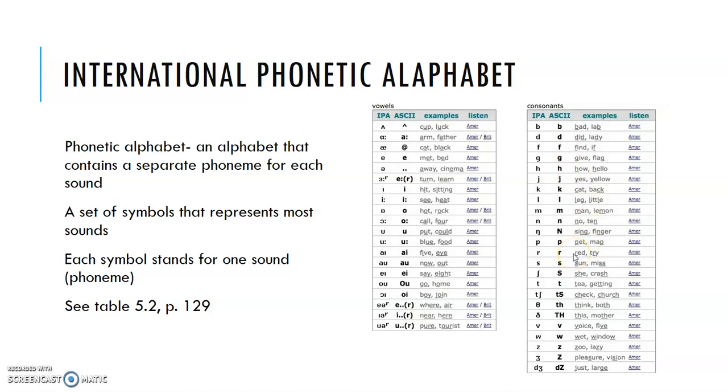So it just gives us a set of symbols that represent most of the sounds in all languages so that we can transcribe them across languages. And this was really important when we're doing our speech evaluations to determine if a child is saying a speech sound correctly. There is a summary of this chart in your textbook on page 129.